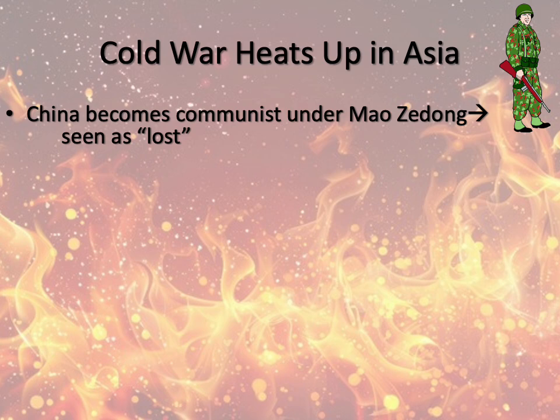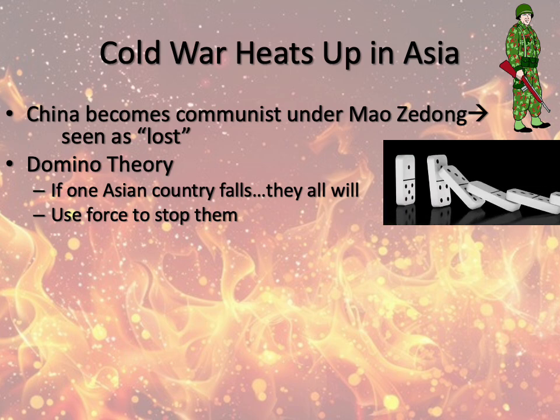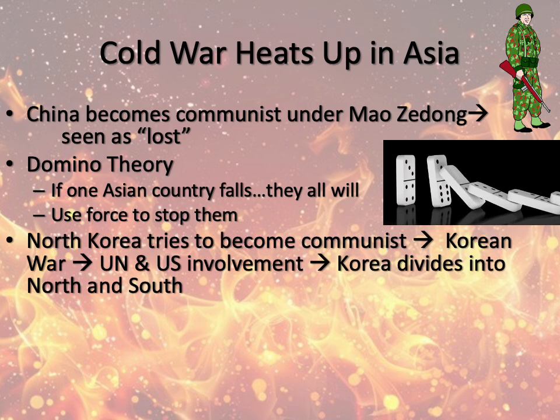Many blame President Harry Truman for not doing enough, basically saying, like, you lost China, you could have sent more money or more troops to China, and because you didn't, that's why Mao Zedong was able to take over. And this leads to something known as the domino theory, that if one Asian country falls to communism, they will all fall, much like a series of dominoes. So they decide to use force in order to stop them. And the first attempt at this comes in Korea.